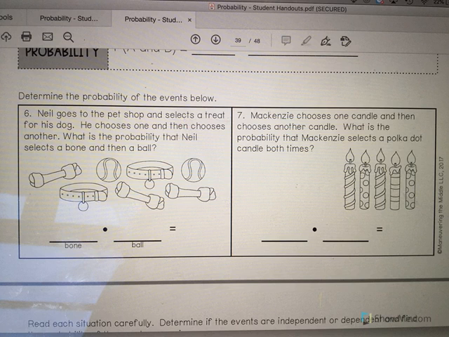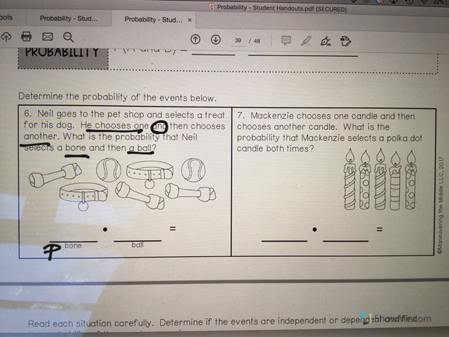Okay, so we're back here. So let's read problem 6. Neil goes to the pet shop and selects a treat for the dog. He chooses one and then chooses another. What is the probability that Neil selects a bone and a ball? Okay, so those are the two events, a bone and a ball.